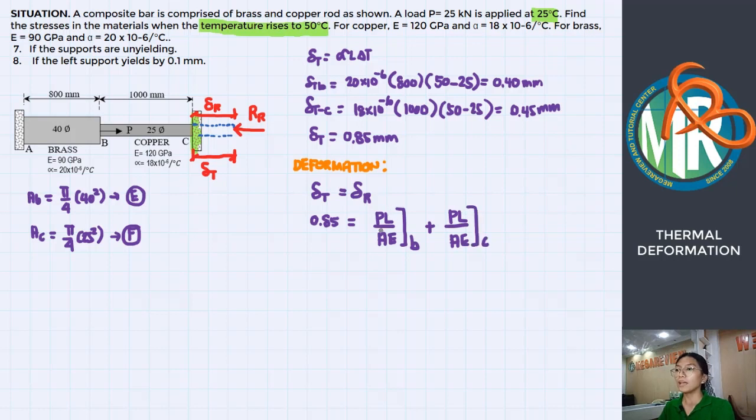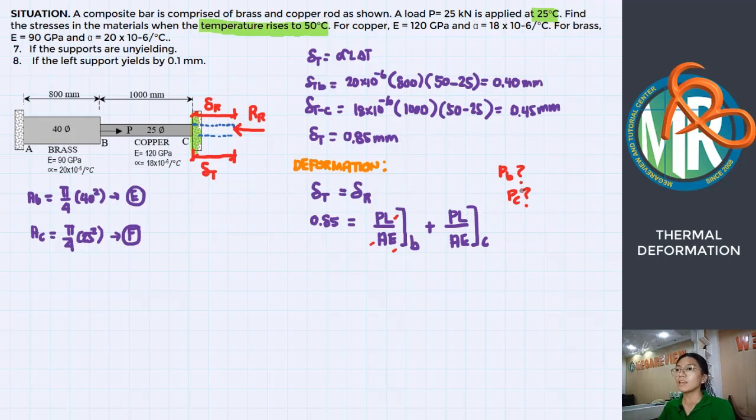Now, ano ba yung PB and PC natin? Well, walang problema si length, si area, and si E, yung mga properties ng materials natin kasi bigay. Dito yung unknown is yung force ng brass and force ng copper. So, paano natin makukuha si PB and si PC? So, dyan na papasok si equilibrium equation. Paano ba natin yan titingnan?